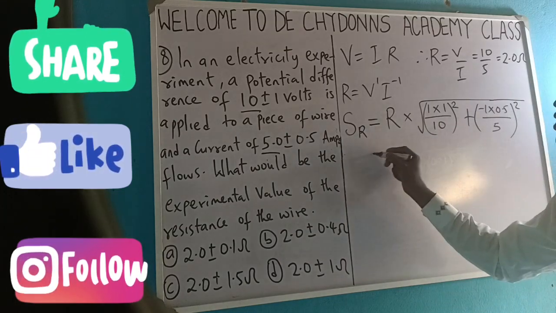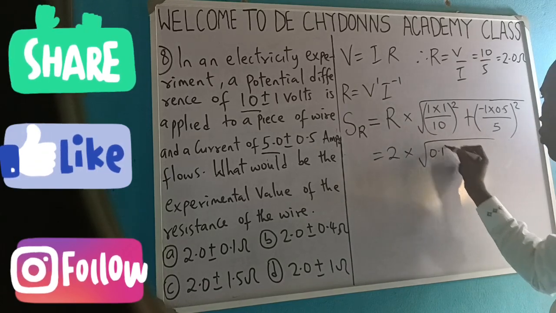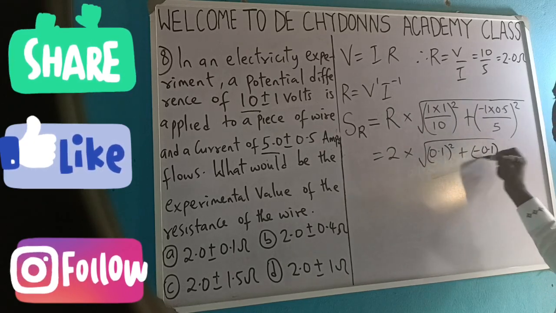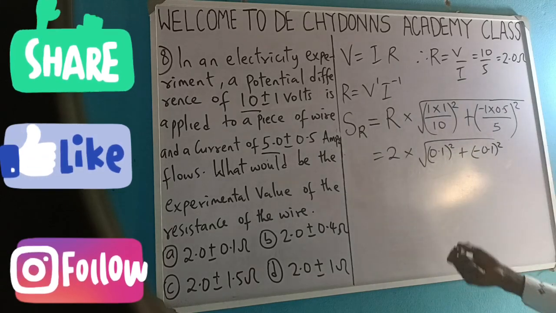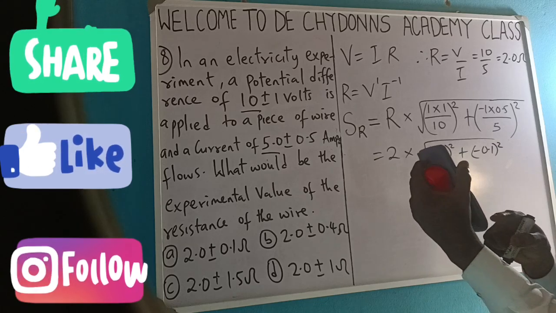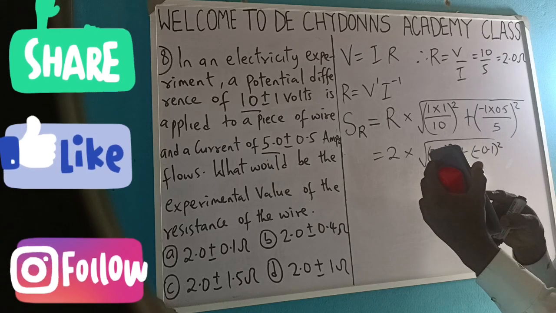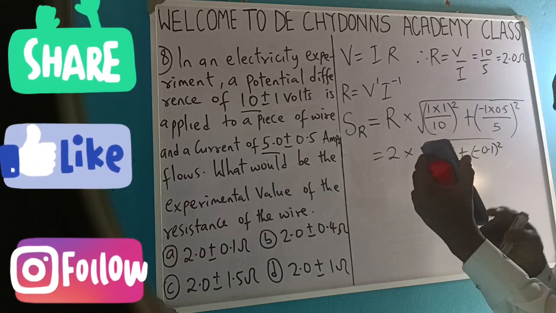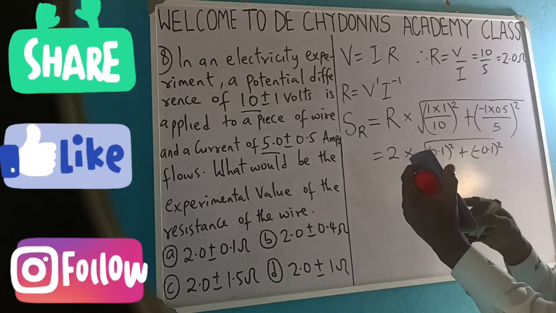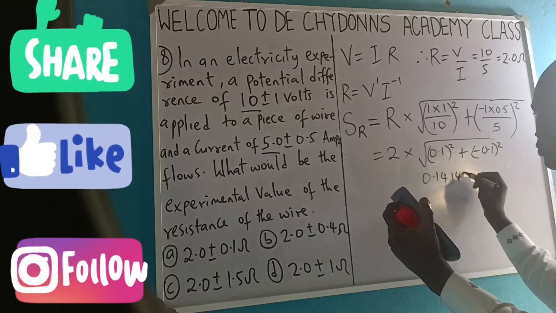Now, this gave us 2 times the square root of 0.1 squared plus minus 0.1 squared, because this cancels this 0.1. You use your calculator, square root of bracket 0.1 squared plus bracket minus 0.1 squared. It will be giving us 0.14142.